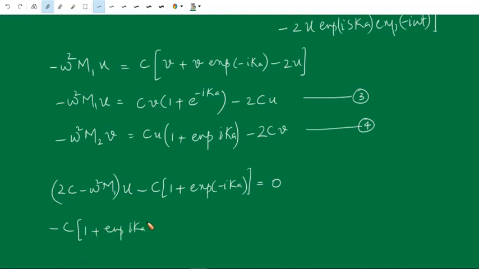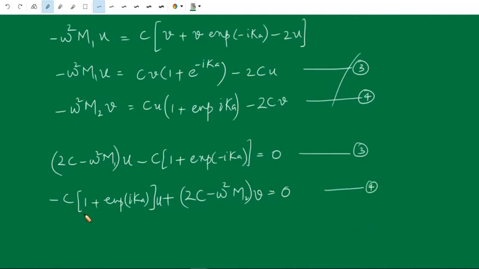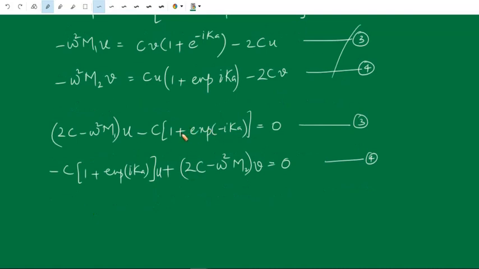Similarly, this can be written as minus c into 1 plus exponential ika into u plus 2c minus omega square m2 into v is equal to 0. This is equation number 3, this is equation number 4. These are homogeneous linear equations.